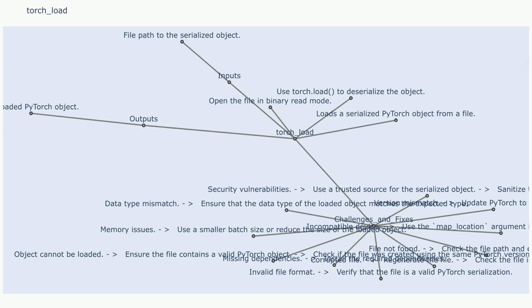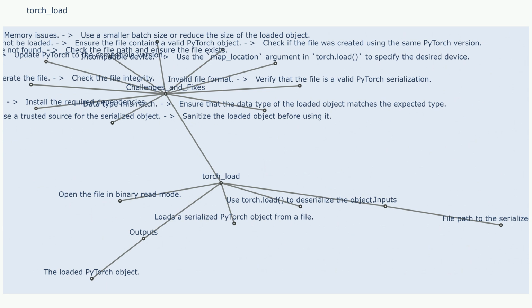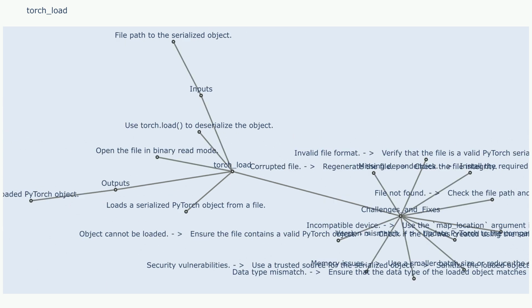Loading objects saved with an older PyTorch version. Sample use case. A model was saved using PyTorch 1.4 and you are trying to load it using PyTorch 1.8. Fixes. Ensure you are using a PyTorch version that is compatible with the version used to save the file. If you are using a newer version, try loading the object with the pickle module. Use the load_state_dict method to load the model, to ensure compatibility with older versions.